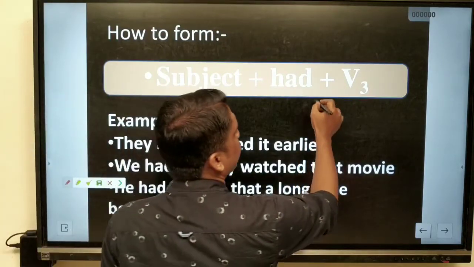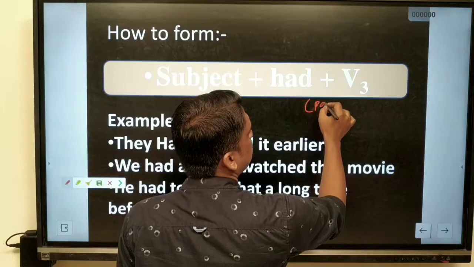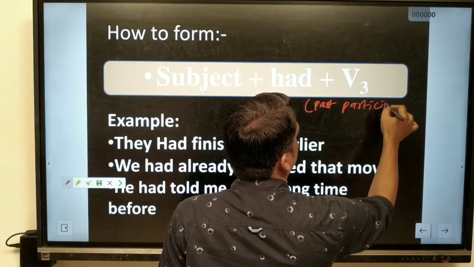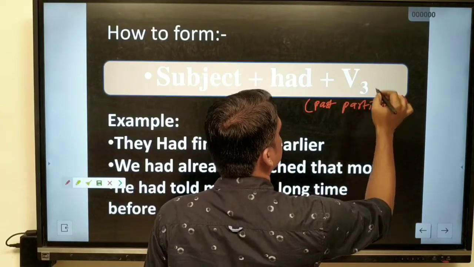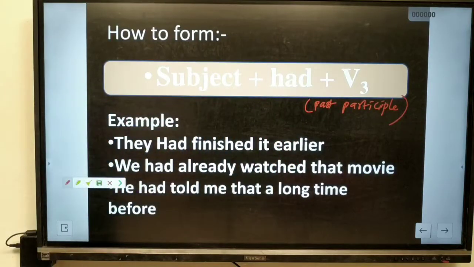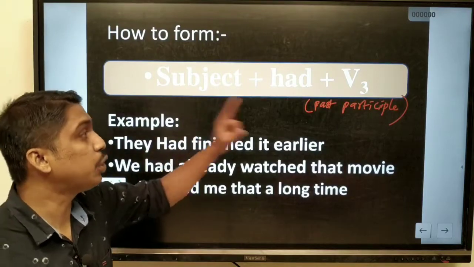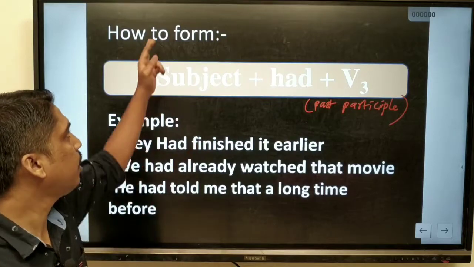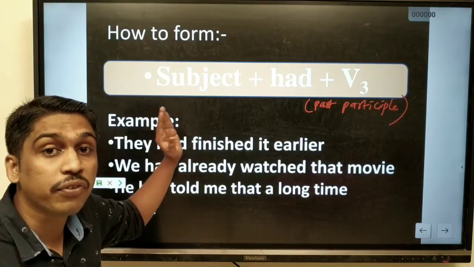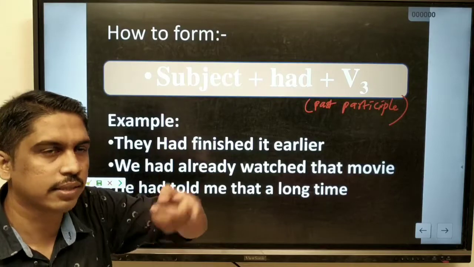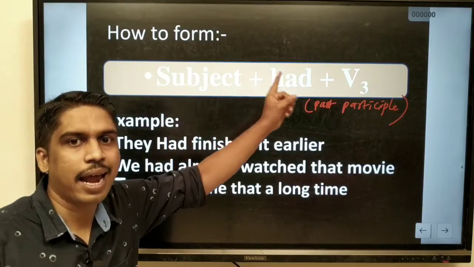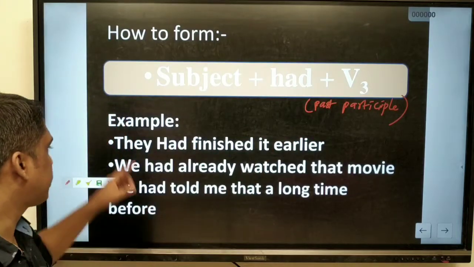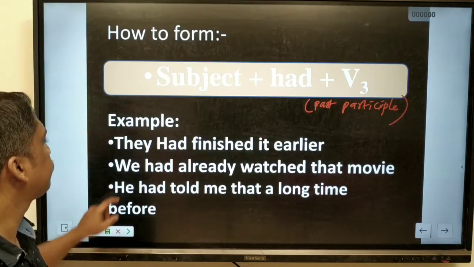And there is another name for verb 3. What is that? Past participle. That is another name for verb 3, past participle. So we have to use the past participle form of the verb with had in the past perfect tense. To form a past perfect tense, we use subject plus had plus verb 3 or past participle form of the verb. Example, we can look at here the examples.